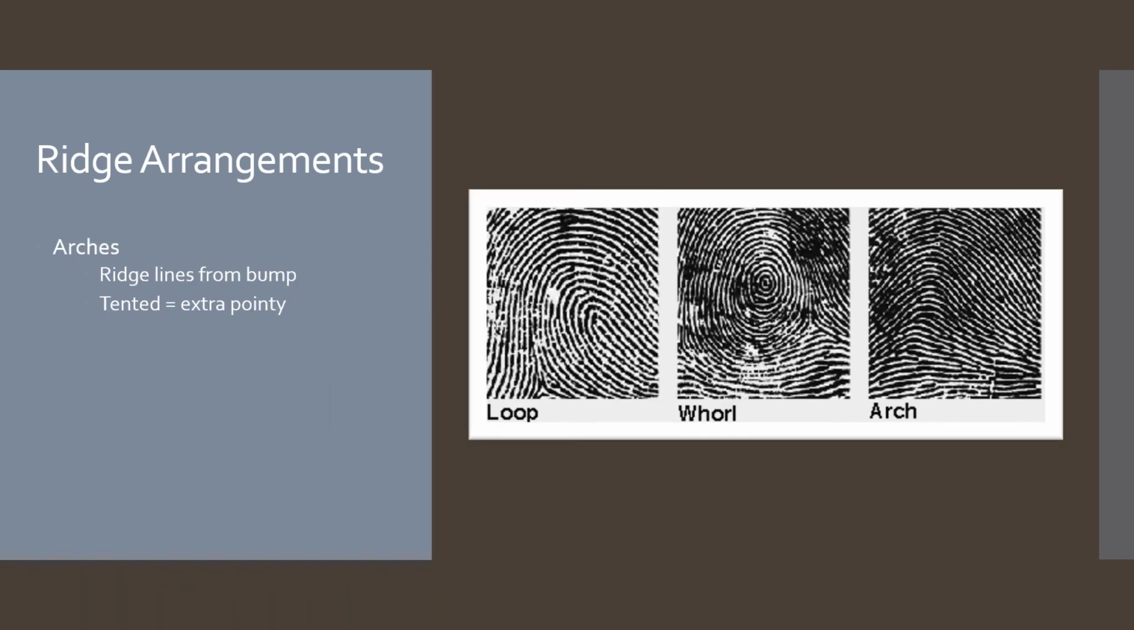Finally, and we've seen this on a lot of people's fingers, outside of the major ridge arrangement, you can see an arch pattern that some people have, where instead of any kind of swirly or circly situation, you just have a bump. If it's particularly pointy, it's referred to as a tented arch.